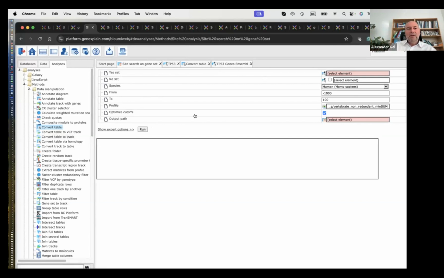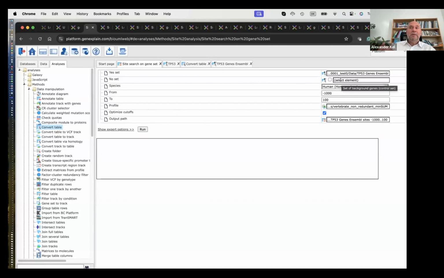And now we have this site search, and we have this gene. We put it here, and here you have what we call the yes set. It means yes and no. Very simple to understand. So the yes set is your foreground, where you want to search for your binding sites, and the no set is your background.